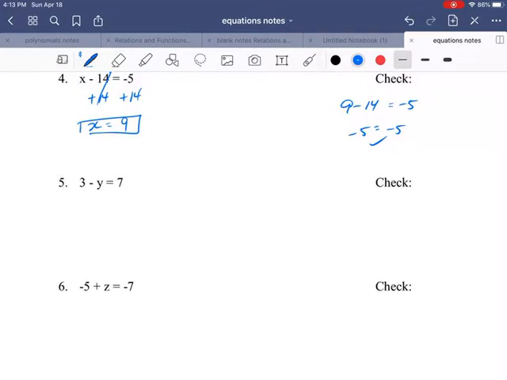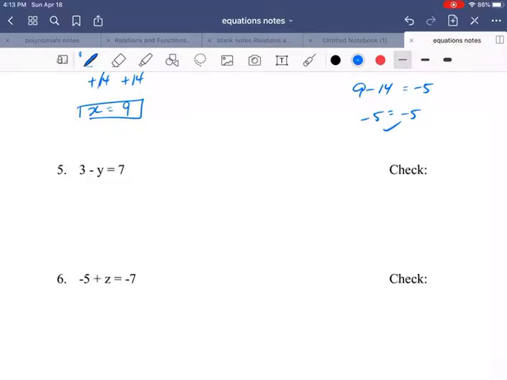This one's a little bit tricky here. We have a negative y, and we don't want negative y. We actually want positive y. So you can solve this two ways. The first one is to subtract 3, and we get negative y is equal to 4. And if you divide by negative 1, you get y is equal to negative 4.